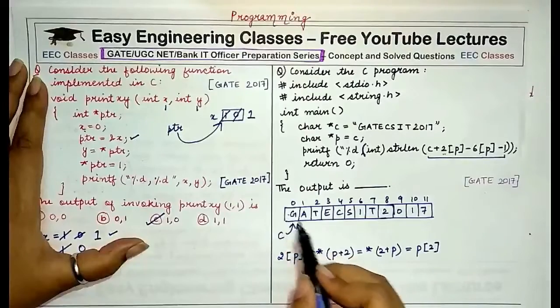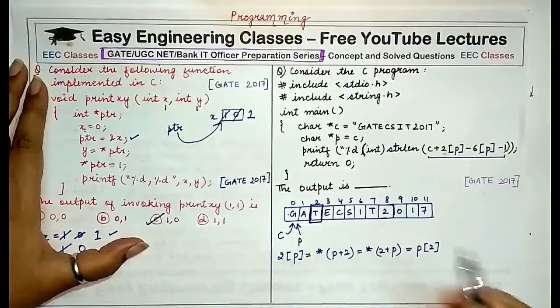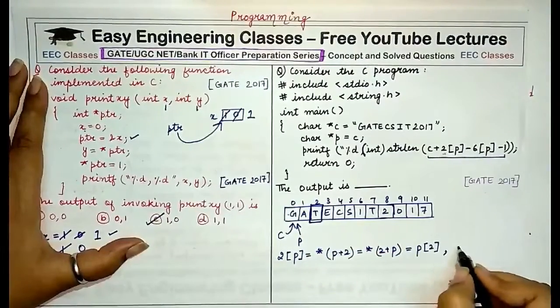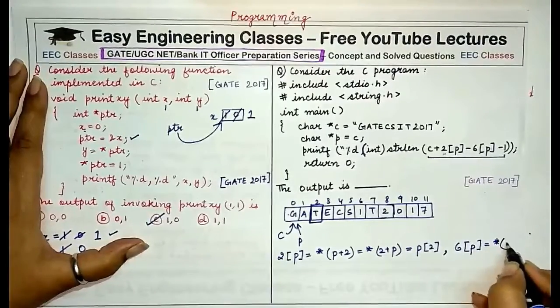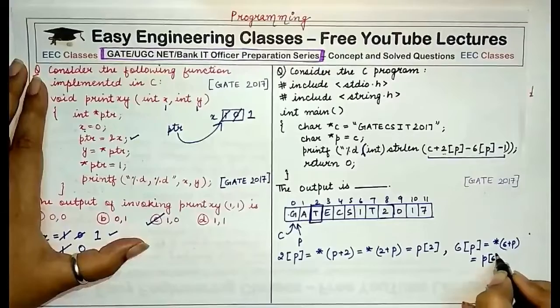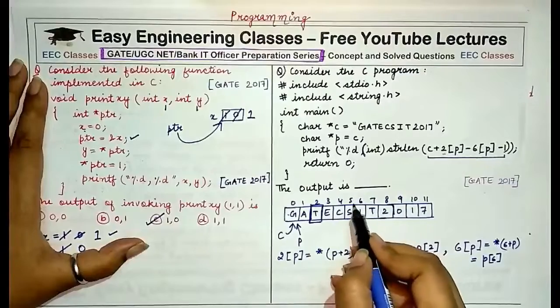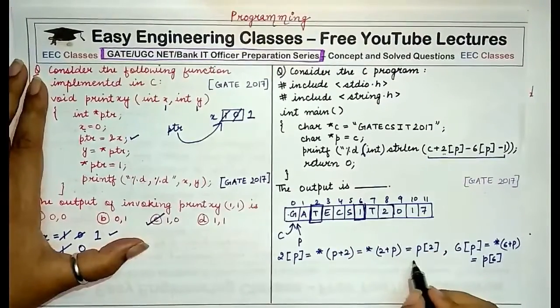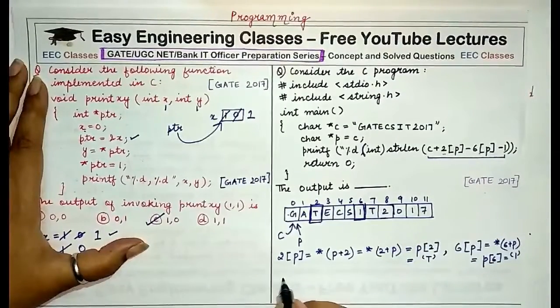That means if P is pointing here, we are referring to the second index, which is T here. Similarly, 6 of P is equal to star of 6 plus P, which is P of 6, the sixth index of P, and here the sixth index means character I. So this is character T, this is character I. Now solving the further expression: C plus character T minus character I minus 1.